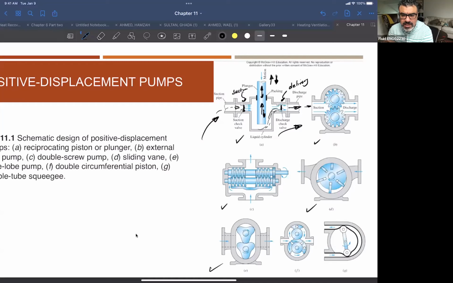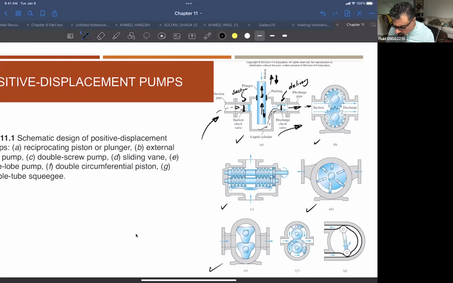Because in this case, either you are building pressure inside the pump that can exceed the maximum allowable pressure for this equipment and you have damage, or the motor itself that is driving this motion will not be able to push more force, which means basically it will burn out, right? That's why most of these applications are needed for very high pressure, okay?